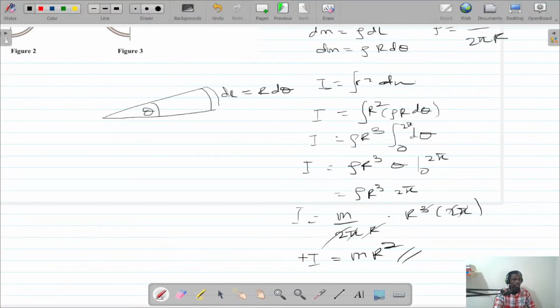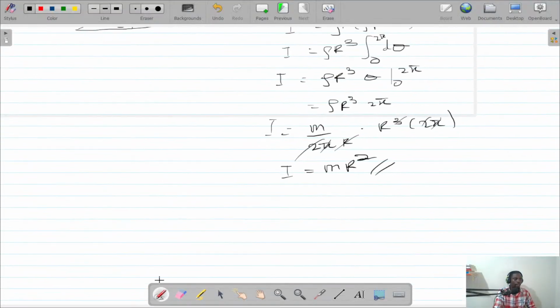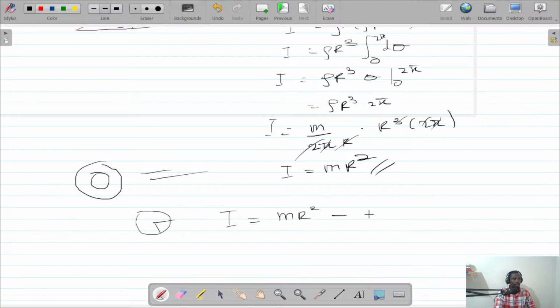So from here, the total ring has this moment of inertia. The one that's a quarter has been cut off, so that will be equal to the total m r squared minus 1/4 m r squared, and that will be 3/4 m r squared.